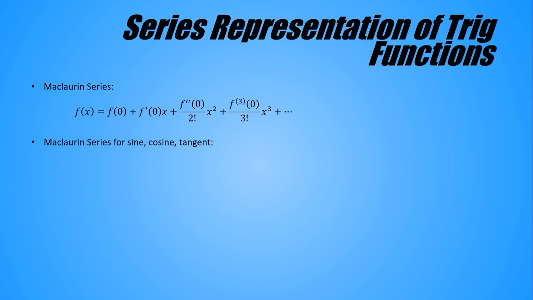Let's look at the Maclaurin series for the sine, cosine, and tangent functions. Here's the series representation of sine of x. The terms have a nice predictable pattern to them. The signs alternate plus minus plus minus. The powers of x are all odd, and the denominators are all factorials of the powers of x. That makes it easy to see that the next term is x to the 9th power over 9 factorial.